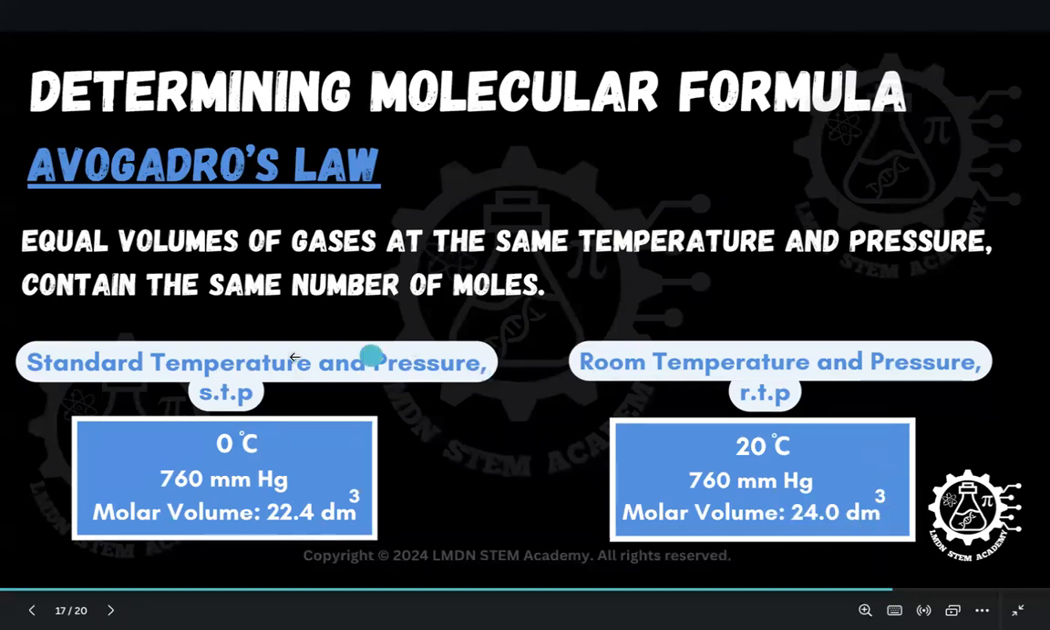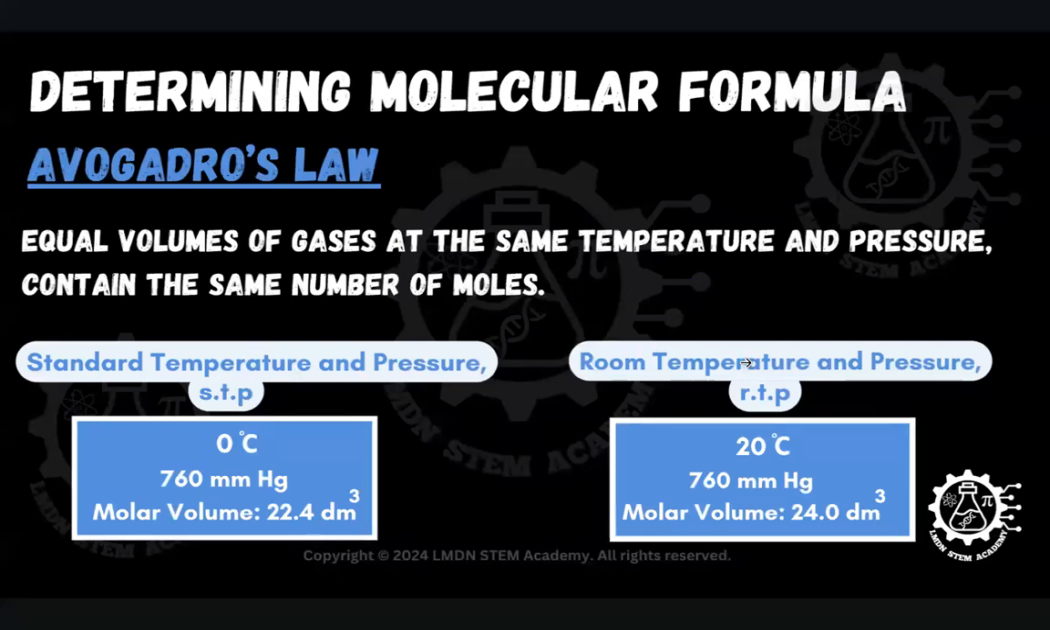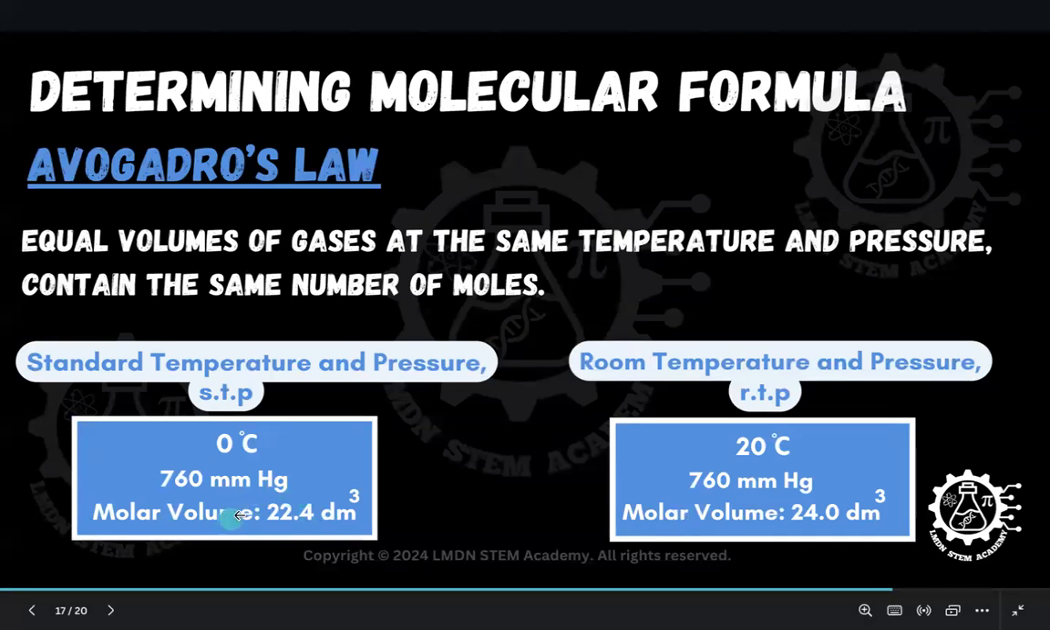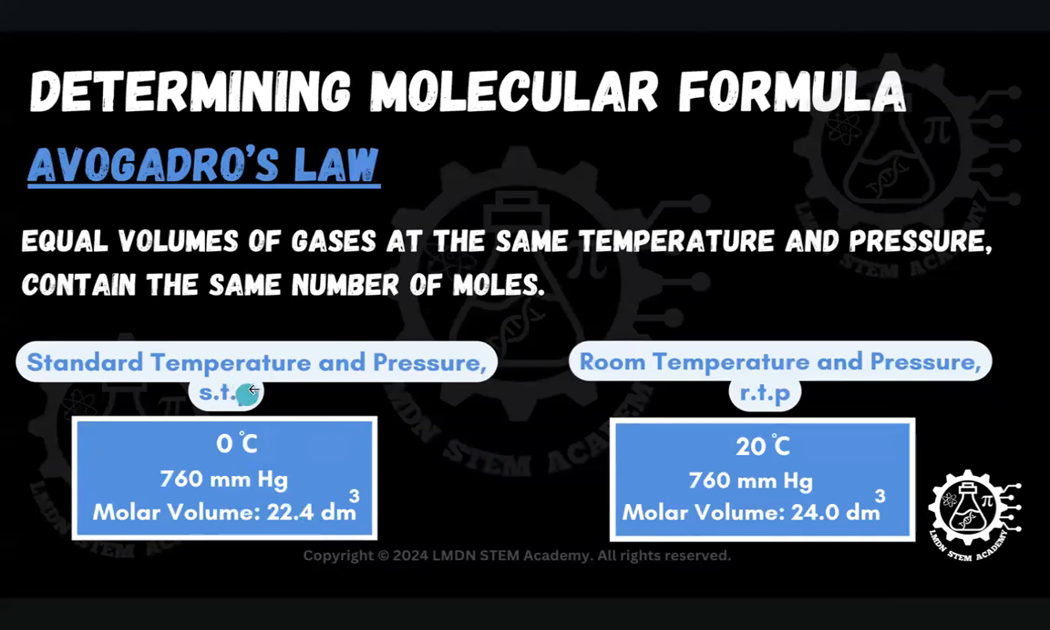So if we know the conditions that we're under, and we're given volume information, we can convert that volume to moles. If we're given STP information or RTP information, immediately we can go from volume to moles. Very readily we can do that.